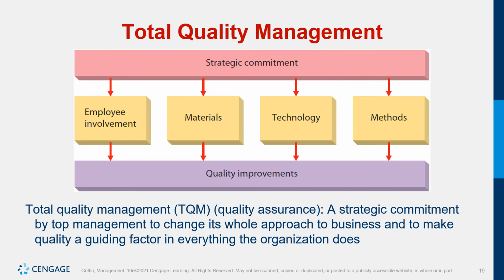Total Quality Management, or TQM, sometimes called quality assurance, is a strategic commitment by top management to change its whole approach to business in order to make quality a guiding factor in everything the organization does. There are 5 basic dimensions of TQM. Strategic commitment. A strategic commitment from top management is the starting point for TQM. Such commitment is important for several reasons.